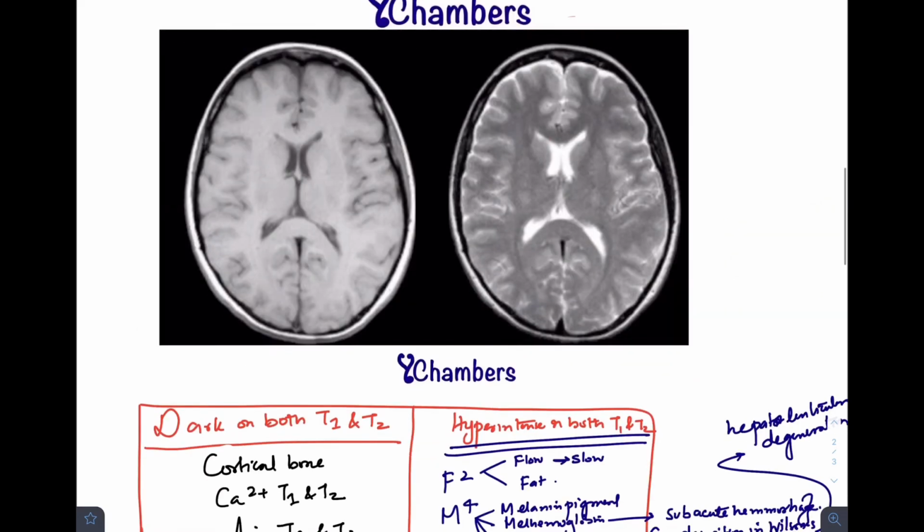So in the next video I will be talking about the anatomy of brain on the T1 weight MRI, and also discussing some pathologies and investigation of choices, and what is the gold standard of investigation. I will be discussing it in the upcoming videos.